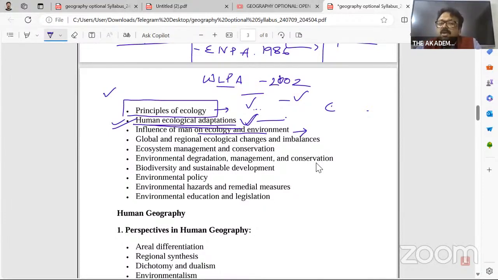So here you are going to have an elaborated study of the entire environment and ecology, which is part of your GS. Now, once you are preparing this optional geography, you are already preparing your environment and ecology with the same extent. And yes, I assure you here, the current affairs of environment and ecology.